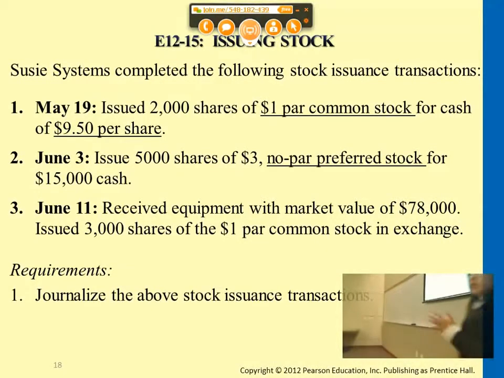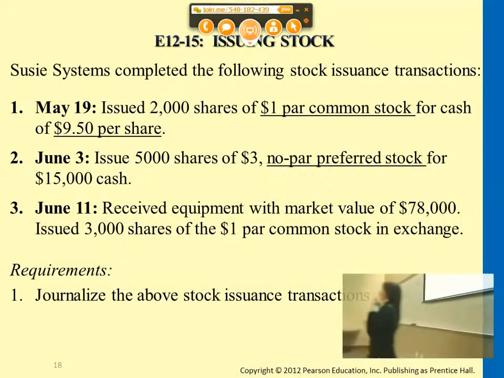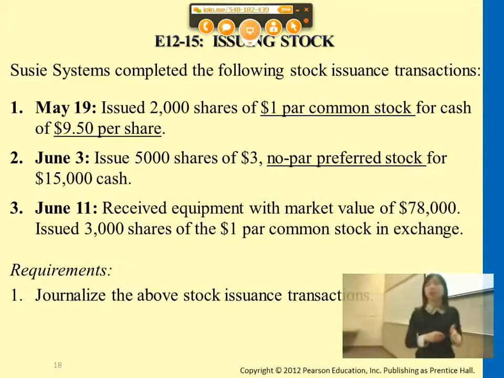Okay, now we talked about 5 different cases. Let's do this exercise here. Try to read these 3 cases and see if you can journalize these transactions. The first one has a par value common stock. Second one, no par value preferred stock. Third case, we're not just issuing stock for cash, but issuing it for equipment. How do we journalize these 3 cases? Okay, take a minute to think about it and I'll go over it with you.